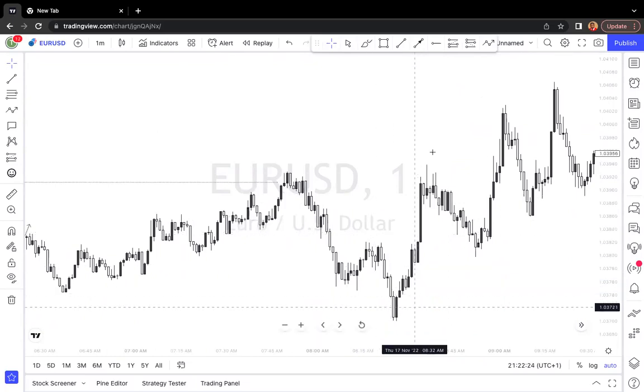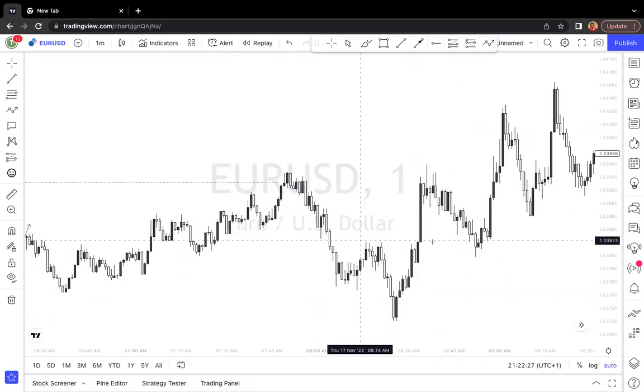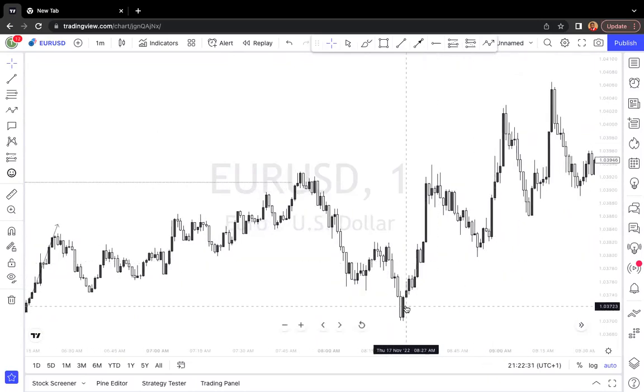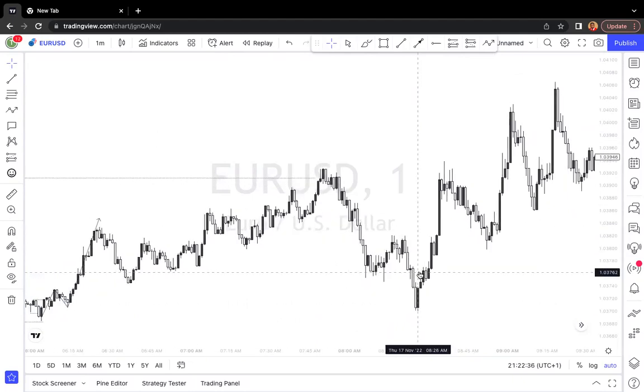Okay, we had aggressively escaped this area. Price came back to it. I traded this. I remember this move quite well. When was this? Thursday, 17th November. I remember this move quite well.